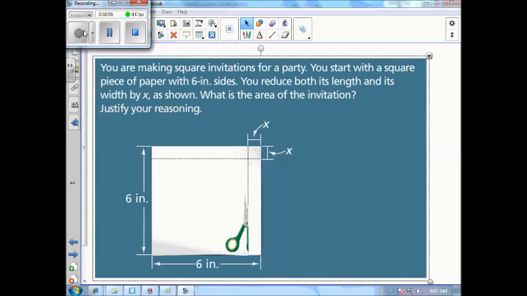Are you working with your partner? Now here's a hint. X will be in your answer. So if you don't have X in your answer, if you've gotten an actual value, you need to put the variable X in your answer. Hint: X will be in your answer. Which sounds crazy, but it will.